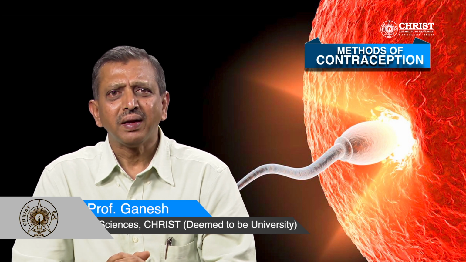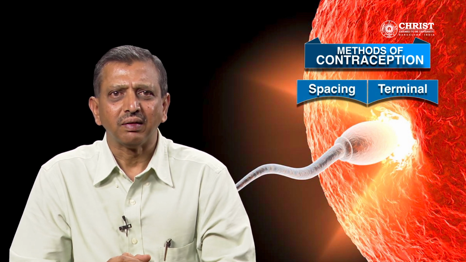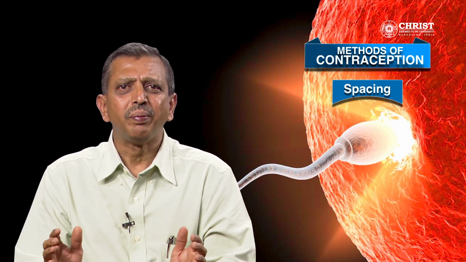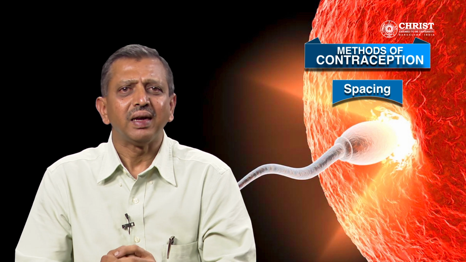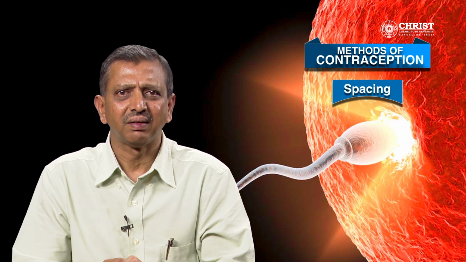Hello students, in today's session let's understand the methods of contraception. Family planning can be achieved by two ways. One is spacing methods and the other is terminal methods. Coming to the spacing methods, in spacing methods sufficient age gap is maintained between children of a couple so that each child gets proper care and education, and the mother can also take care of her own health.